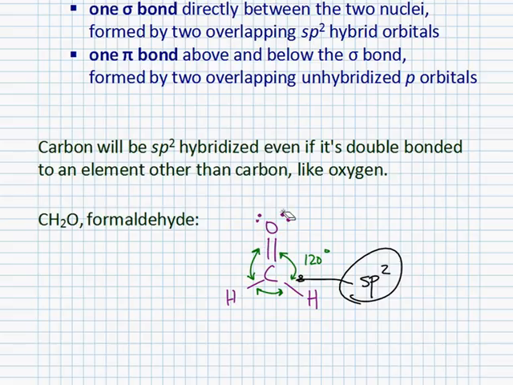So whenever carbon makes this bonding pattern, it is sp2 hybridized. sp2 is what's going to allow us to make that one double bond to carbon.